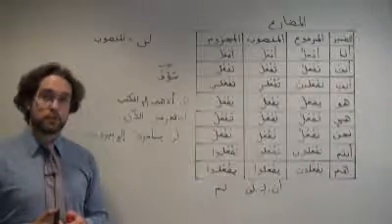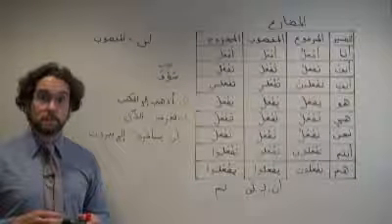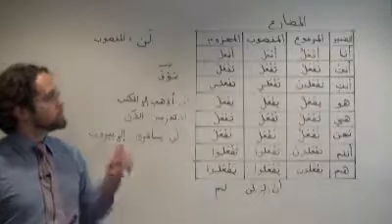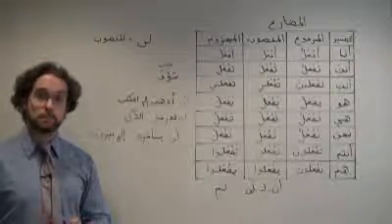Colloquials tend to have other structures, and we talk about that in our future tense video and the negation videos a bit. But if you're writing in formal Arabic, this is how we need to negate the future verbs.